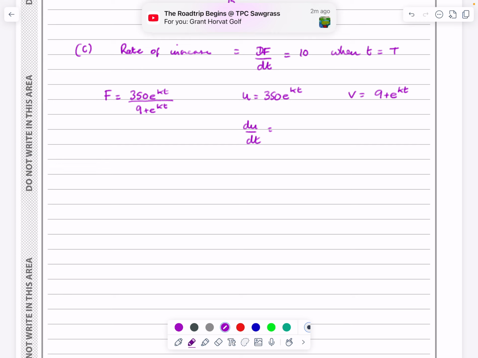So differentiating 350 e to the kt is going to give me 350 e to the kt multiplied by the differential of what's up in there, so multiplied by k. So that's 350 k e to the kt. If you're struggling with that, you need to go back and do some more work on that before you carry on.